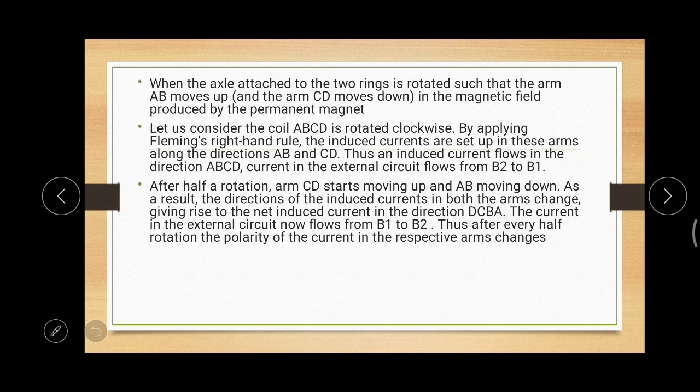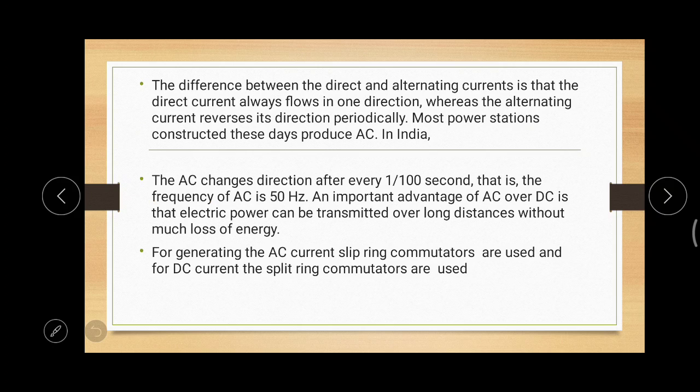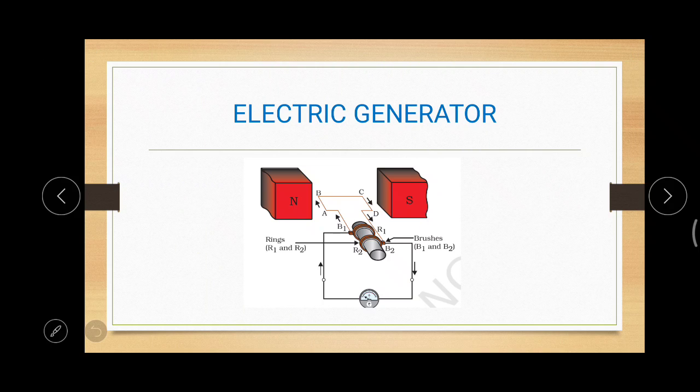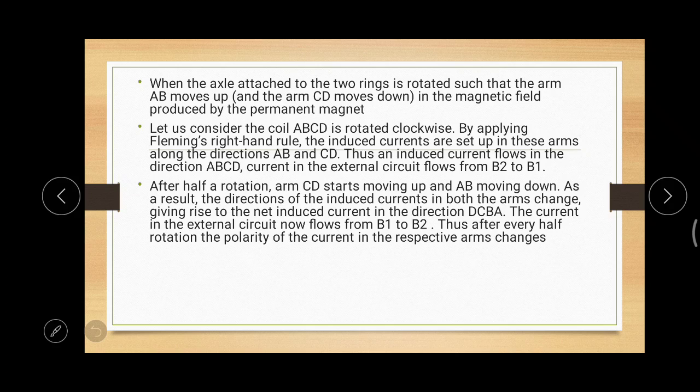That means the polarity of the current changed. So as a result, if the polarity was constant, if it is not changing, you can obtain a direct current. Okay, so now the polarity is changing.